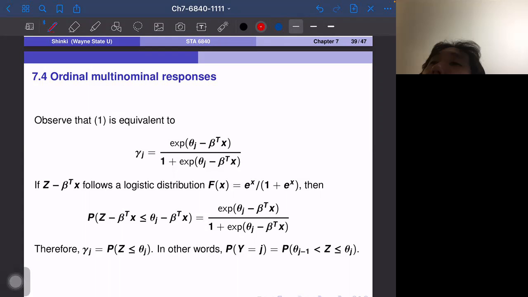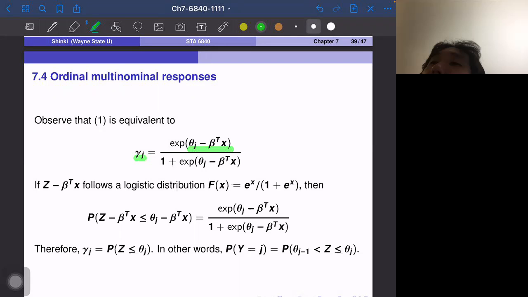At first, we defined the proportional odds model. So that is the log of gamma j over 1 minus gamma j is equal to theta j minus the beta transpose x. So if we put the inverse function on both sides, then gamma j is basically the inverse logit function of theta j minus the beta transpose x.